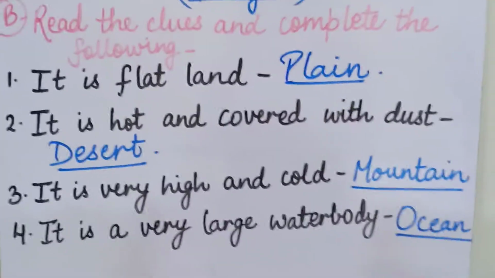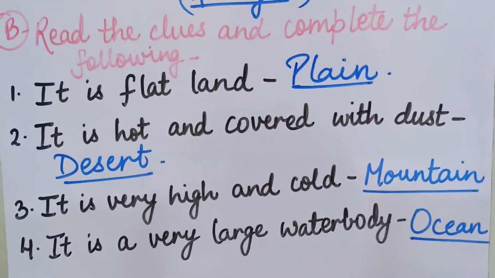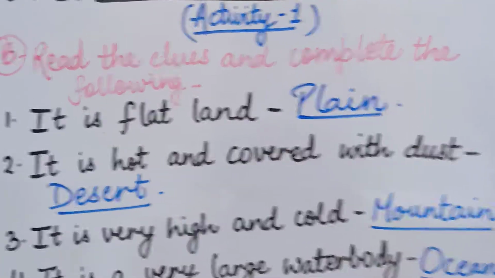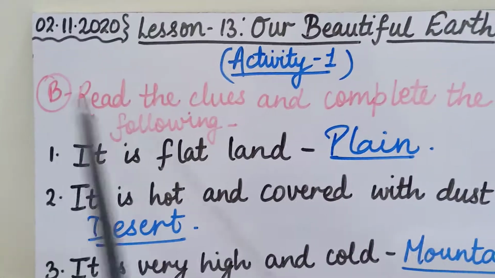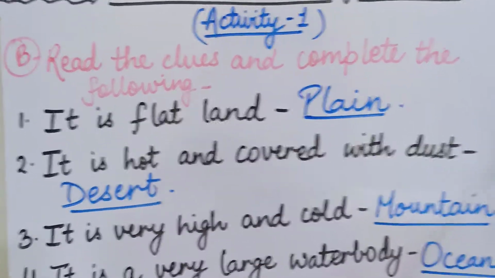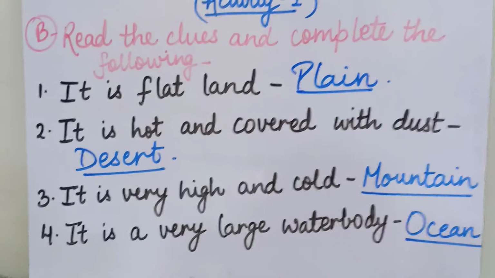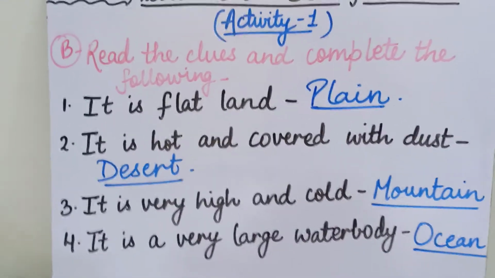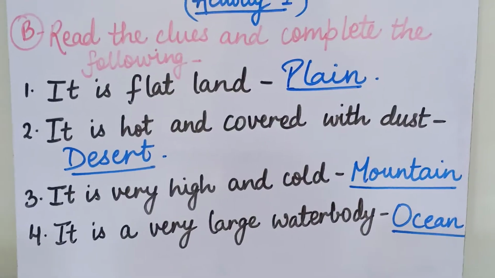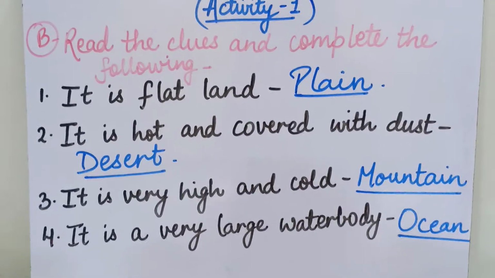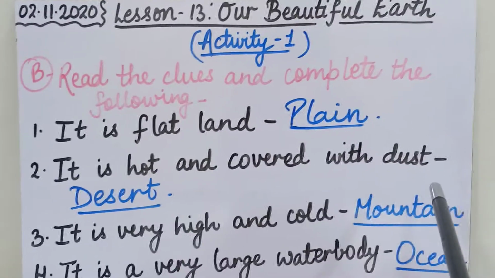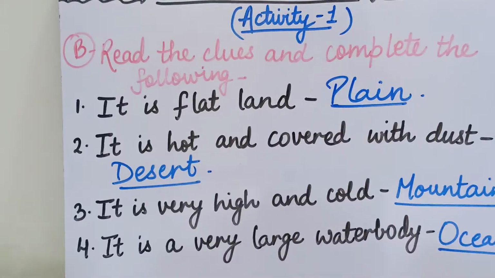Now children, coming to the second part, that is B part of today's activity 1: read the clues and complete the following. Children, in black color I have written some clues. Clues means I have given you an idea, a hint, and after reading it you have to tell the names. You have to guess those names and write them. Is that clear? So should we start this exercise?